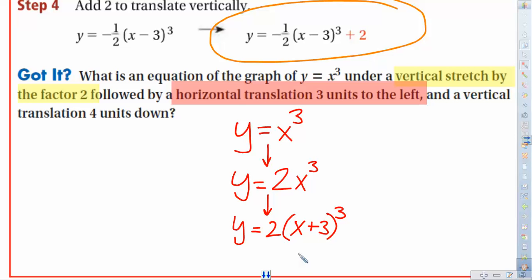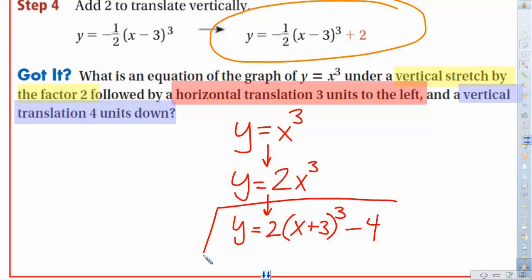I'm going to be mega lazy here and not write another arrow. I'm just going to read the last one: a vertical translation 4 units down. So after that parenthesis, after that third power, translate it 4 units down. Same game, minus 4. You are done. It's awesome. You're going to have a bunch of problems where that's all you're doing. That's it.